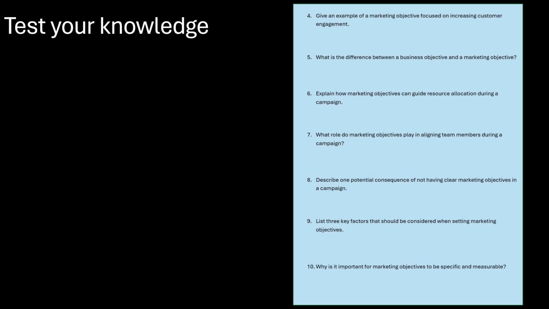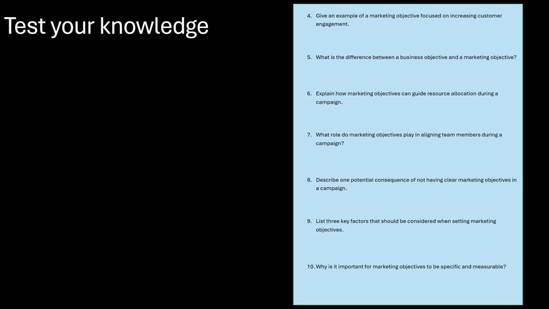Okay, and a few more questions for you as well. Questions 4 to 10. Question 4, give an example of a marketing objective focused on increasing customer engagement. Question 5, what's the difference between a business objective and a marketing objective? Question 6, explain how marketing objectives can guide resource allocation during a campaign. And question 7, what role do marketing objectives play in aligning team members during a campaign?